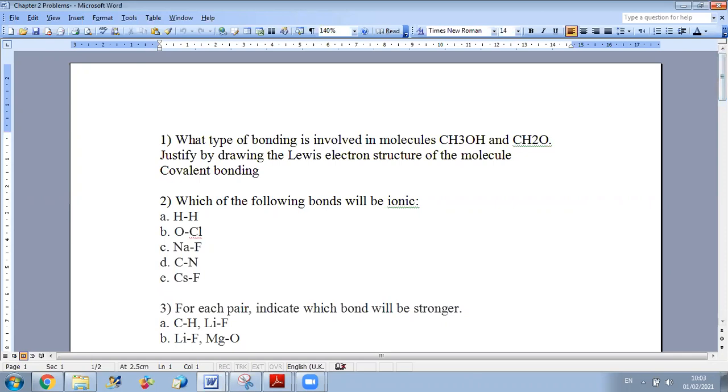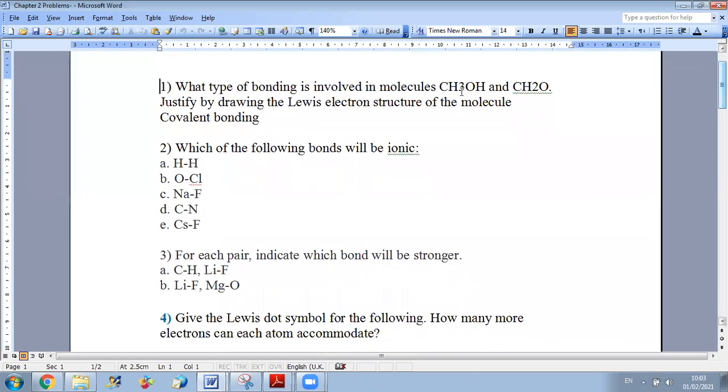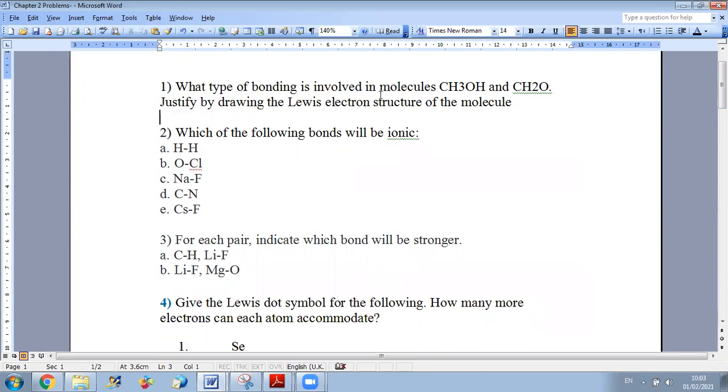Okay? So to start with, in problem 1, what type of bonding is involved in molecules of CH3OH and CH2O? Justify by drawing the Lewis electron structure of the molecule. So first, whenever we want to know what is the type of bonding in molecules, we should look at the atomic number of all elements in these molecules. So to start with, in CH3OH, we have C, H, and O as atoms.